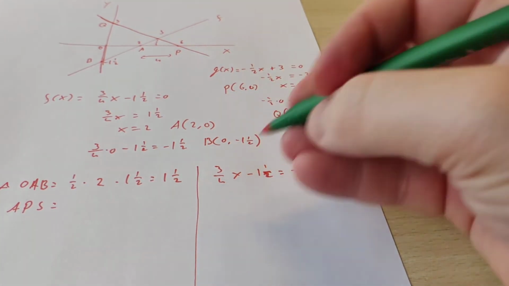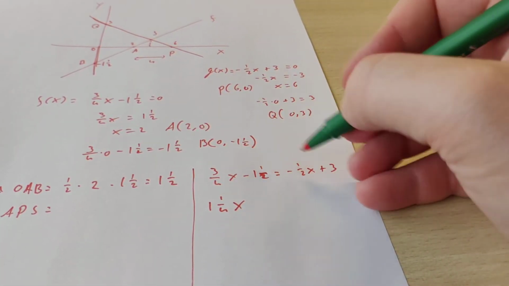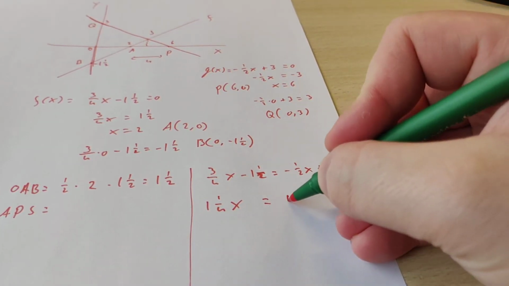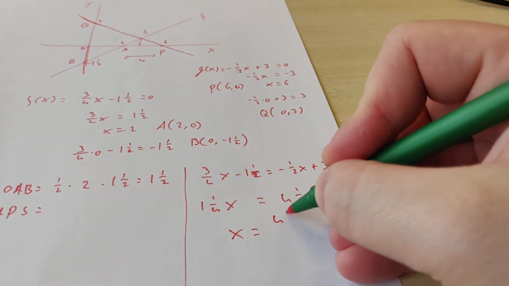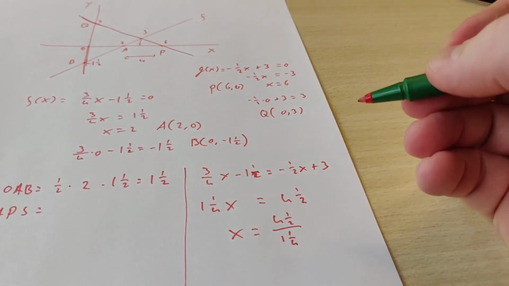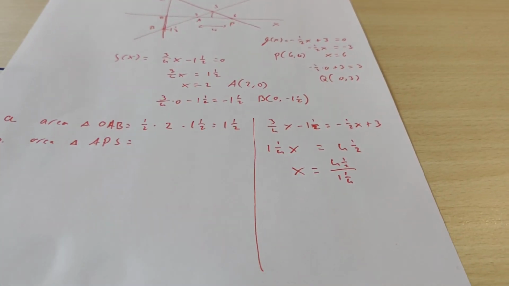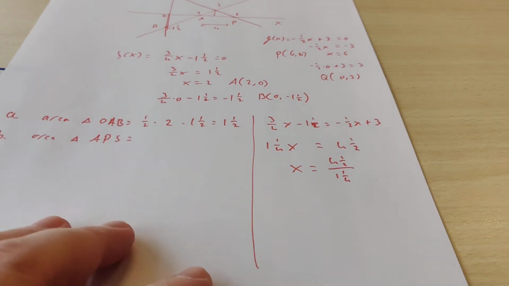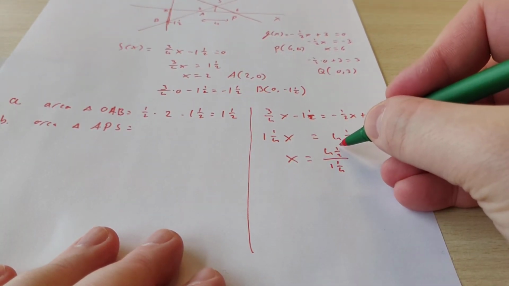So I'm going to do plus 1/2 here, plus 1/2 there. So you have 1/4 x. And I'm going to do plus 1.5 here and plus 1.5 there, so this is 4.5. So if you want to know what x is, I have to do 4.5 divided by 1/4. So how many times does 1/4 fit in there? Now you can use a calculator for it if you want, but you can also just work it out.